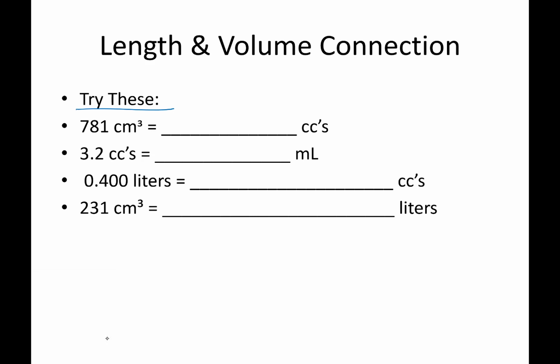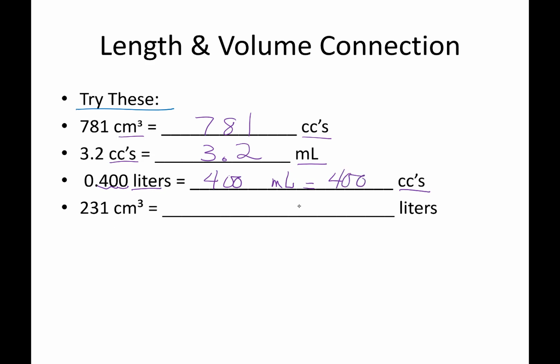Okay, here goes. 781 cubic centimeters, well, a cubic centimeter is a cc, so 781 cc's to milliliters, same thing, 781 milliliters. 3.2 liters to cc's, 2 steps. We can't go directly, so we've got to go liters to milliliters and then milliliters to cc's. So 1, 2, 3. So 400 milliliters, that's going to be 400 cc's.